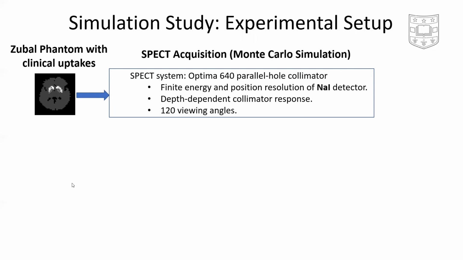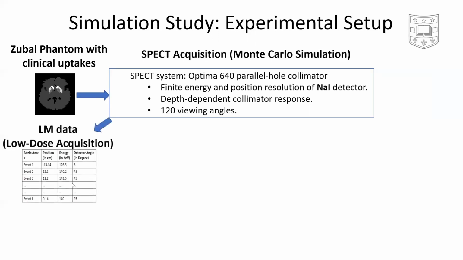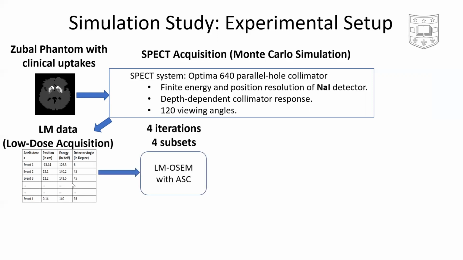Using this system, the data was acquired from 120 viewing angles in list mode format. For each list mode event, we saved the position, energy, and detector angle. We set the scan time such that only 1/3 of the clinically accurate counts are detected, to simulate a low-dose acquisition. We performed our proposed list mode OSEM reconstruction method for 4 iterations and 4 sub-iterations.